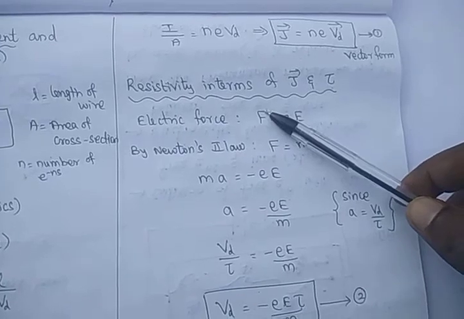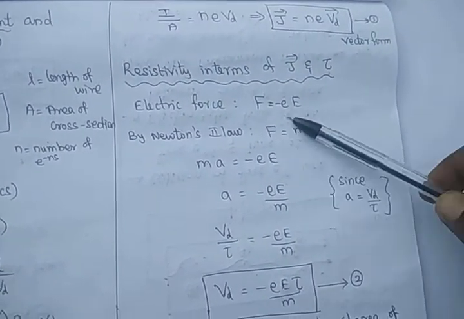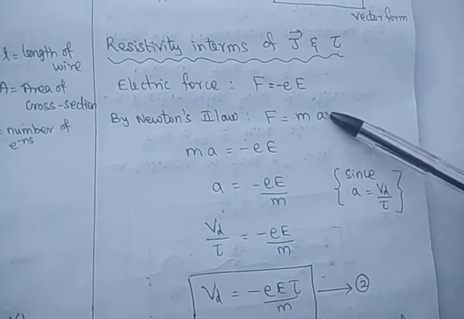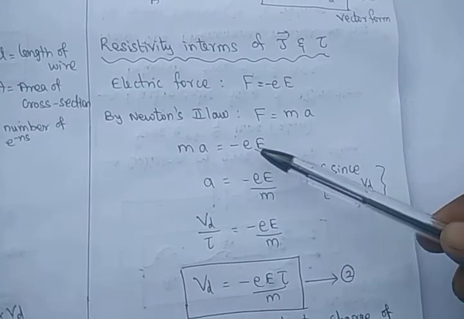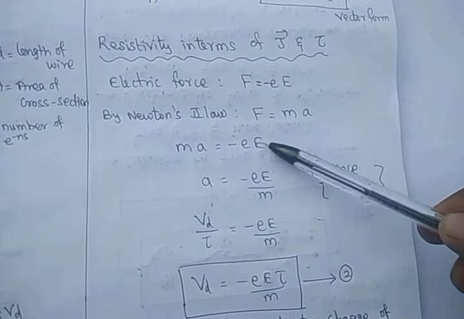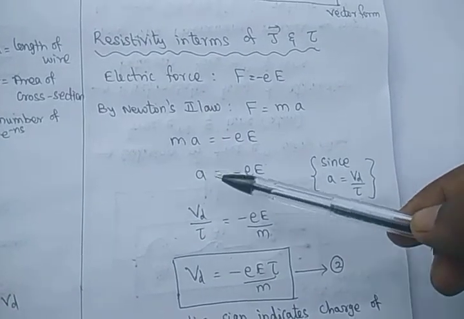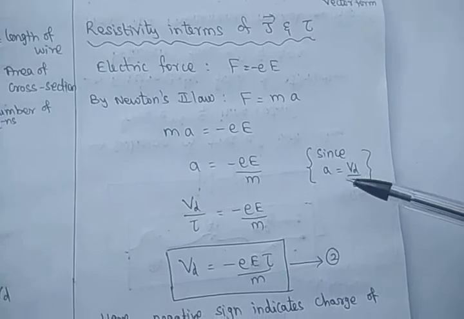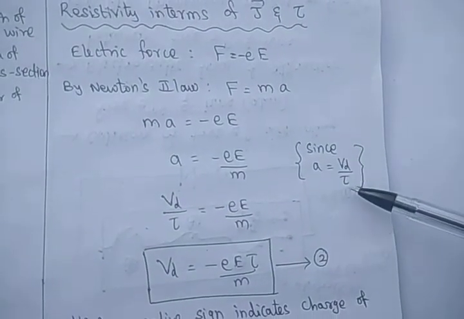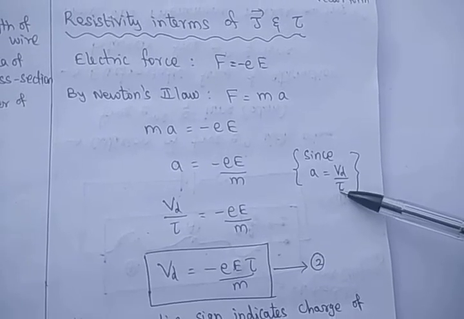This force is an electric force. By observing this force, the electron will obey Newton's second law equation F equals ma. So ma is equal to minus eE, where e is the charge and capital E is the electric field. Bring the m to the denominator. The acceleration of a free electron is equal to minus eE by m. Acceleration is equal to drift velocity by time, where drift velocity is Vd and time is the collision time.